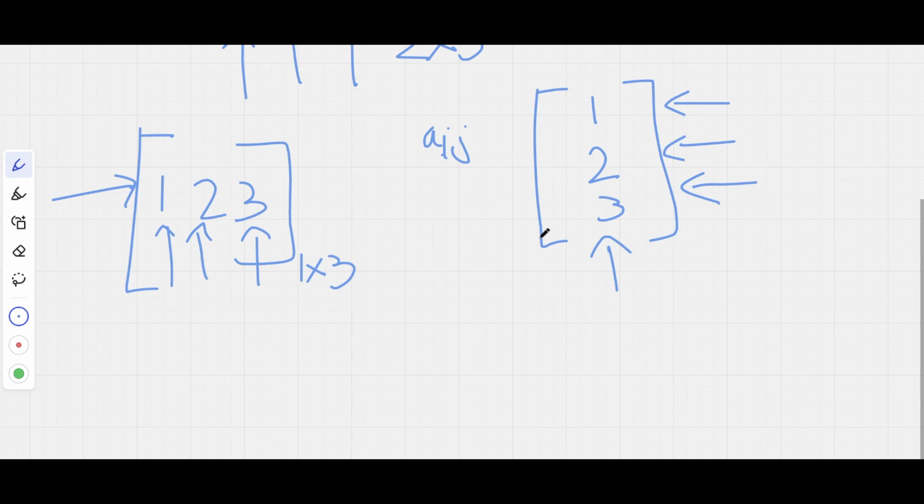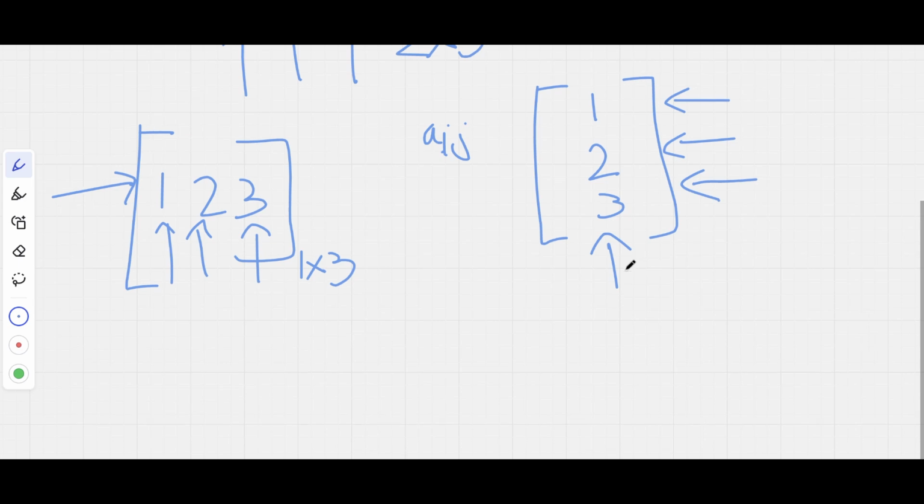Another definition: a matrix is said to be a column matrix if in Aij, J is equal to 1. Here J is the number of columns. Number of columns equal to 1 means only one column should be there. So these are about row matrix and column matrix.